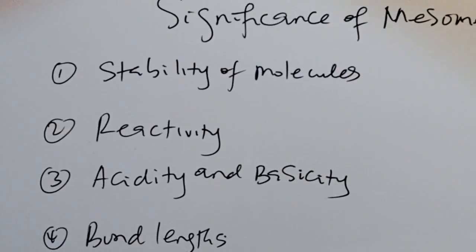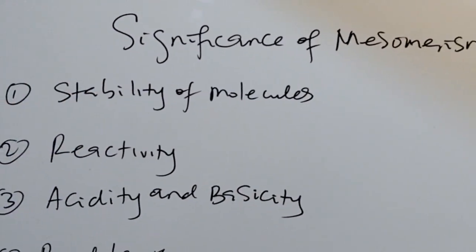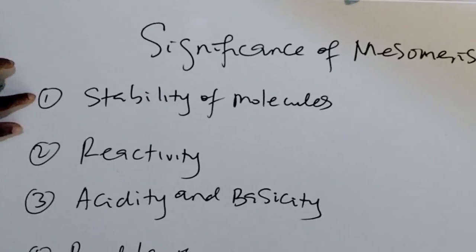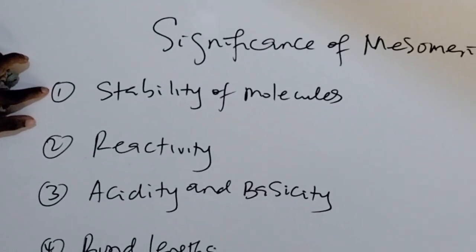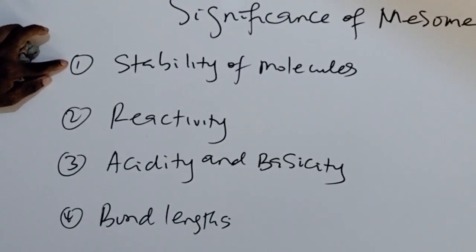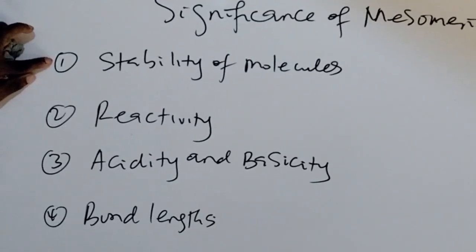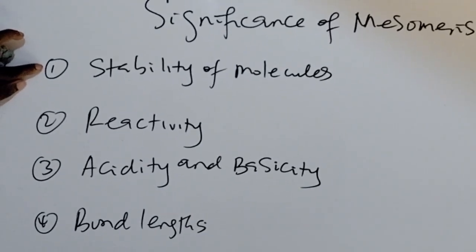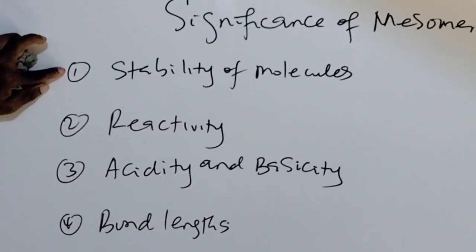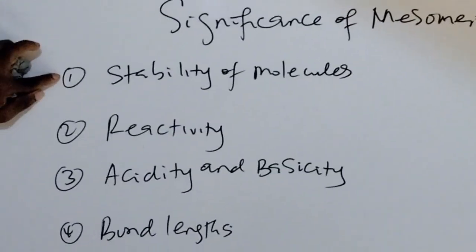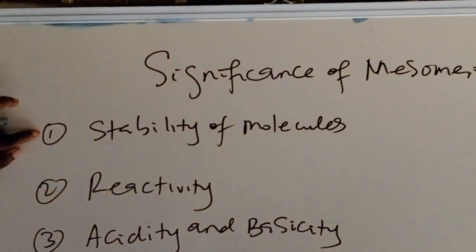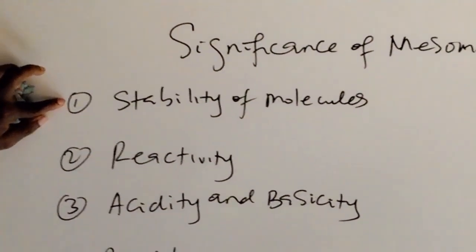Now we're looking at the significance or importance of mesomerism or resonance. The first point here is stability of molecules. Resonance leads to molecules becoming stable by lowering their energy, and as we said, the more resonating structures a molecule can have, the more stable the molecule becomes. So a molecule that has more resonating structures is more stable than the one that has fewer resonating structures.